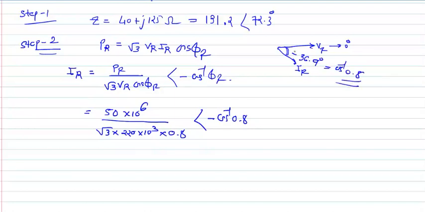So this is, you can say, in the fourth quadrant. So that's why it is minus, or you can say it is lagging with this particular reference voltage VR. So that's why I have considered minus here. Now it is 50 into 10 raised to 6 divided by root 3 into 220 into 10 raised to 3 into 0.8. So calculate this particular answer. What is the answer?